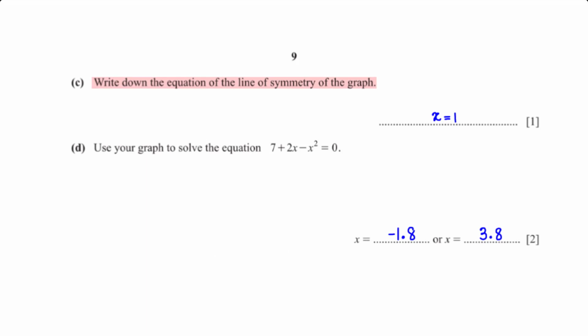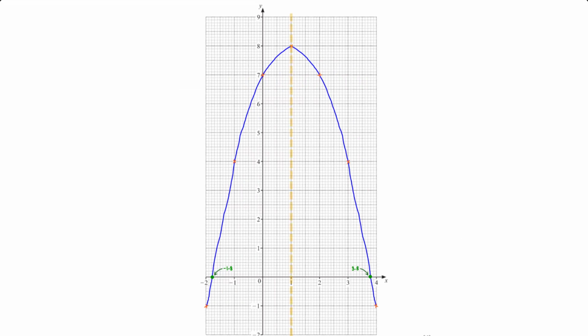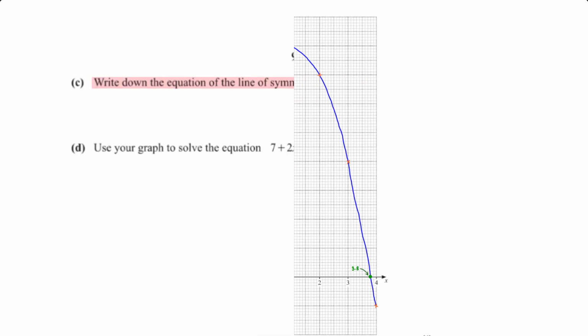Write down the equation of the line of symmetry of the graph. The line of symmetry of the graph is the line that splits the graph into two mirror halves. On the grid, we see that this line is x equals 1.